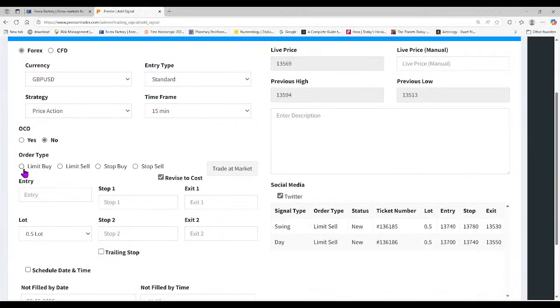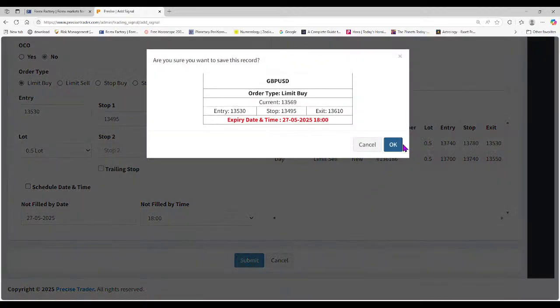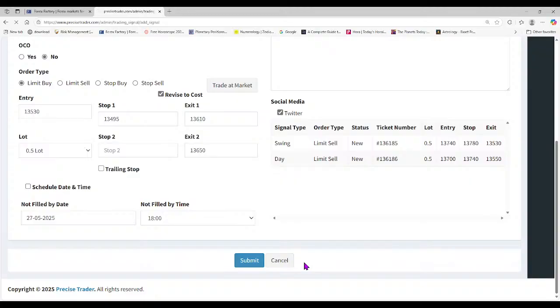This is not an OCO order. 135.30, 134.95, and this is 136.10 or 136.50. That's the second entry. And this expiry, we will give until 6 o'clock. Then later we will do the adjustment when we come into the 3 o'clock session.